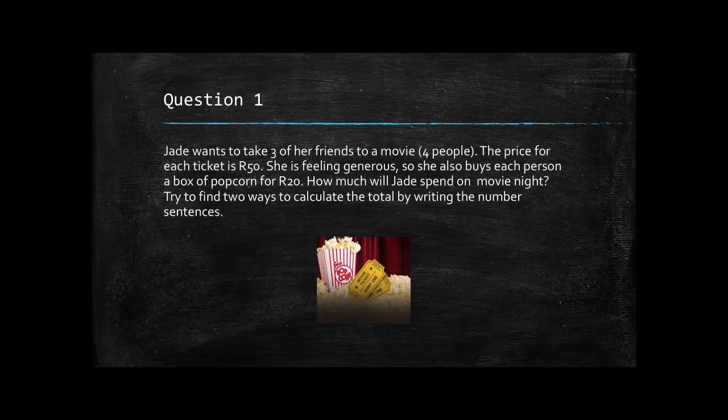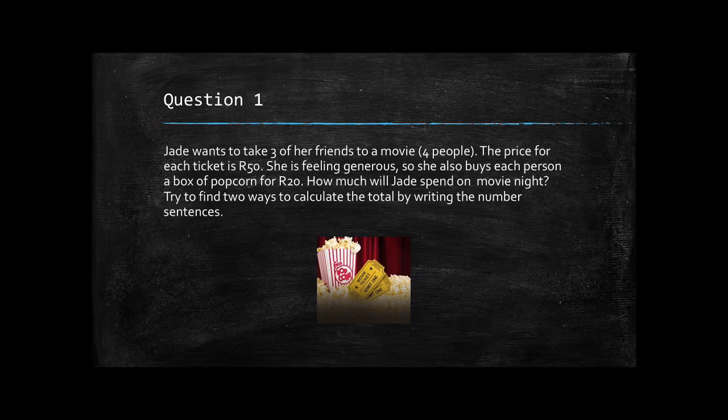Question 1. Jade wants to take 3 of her friends to a movie, that's 4 people. The price for each ticket is R50. She's feeling generous, so she also buys each person a box of popcorn for R20. How much will Jade spend on movie night? Try to find 2 ways to calculate the total by writing the number sentences.